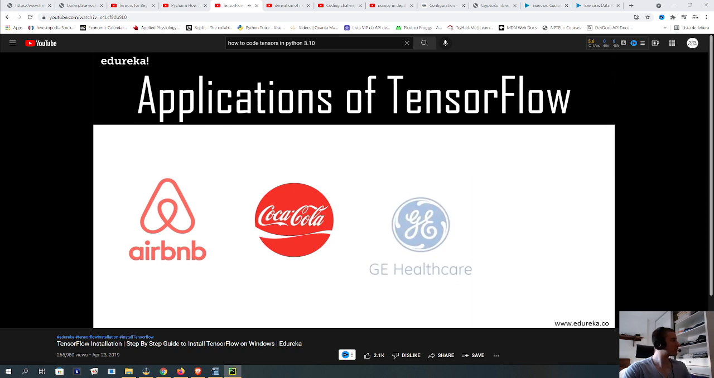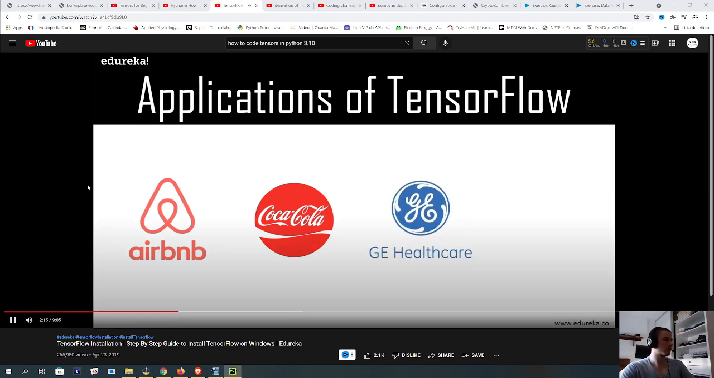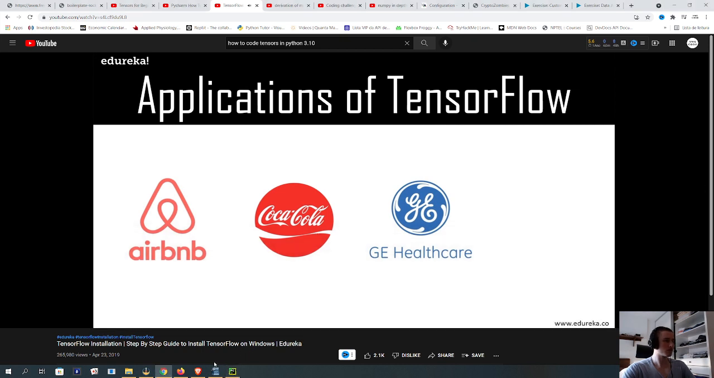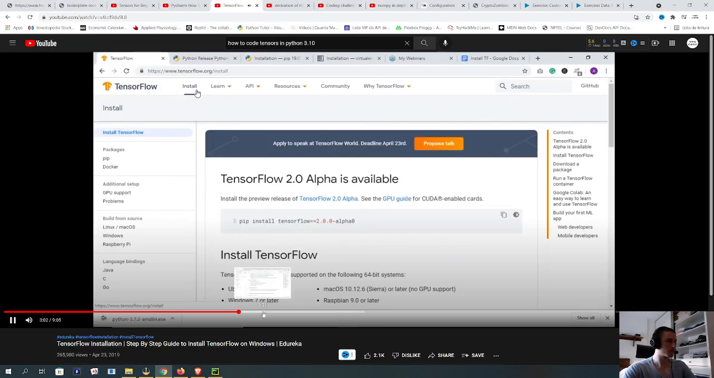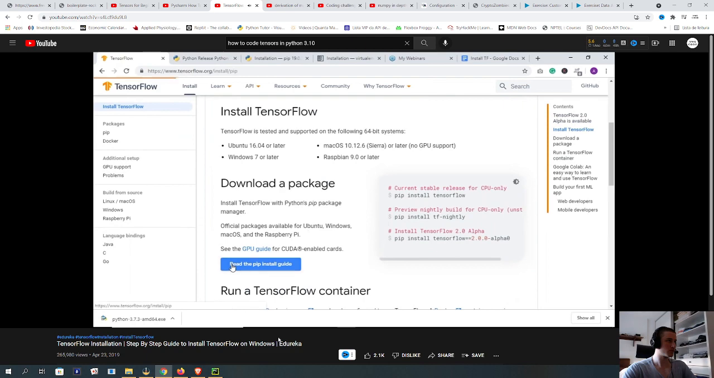TensorFlow has made a lot of advancements in the healthcare industry as well. Using TensorFlow, GE Healthcare is training a neural network to identify specific anatomy during brain magnetic resonance imaging, or MRI exams, to help improve speed and reliability. As you can see here, we have the system requirements. So let's go to the pip installation page.